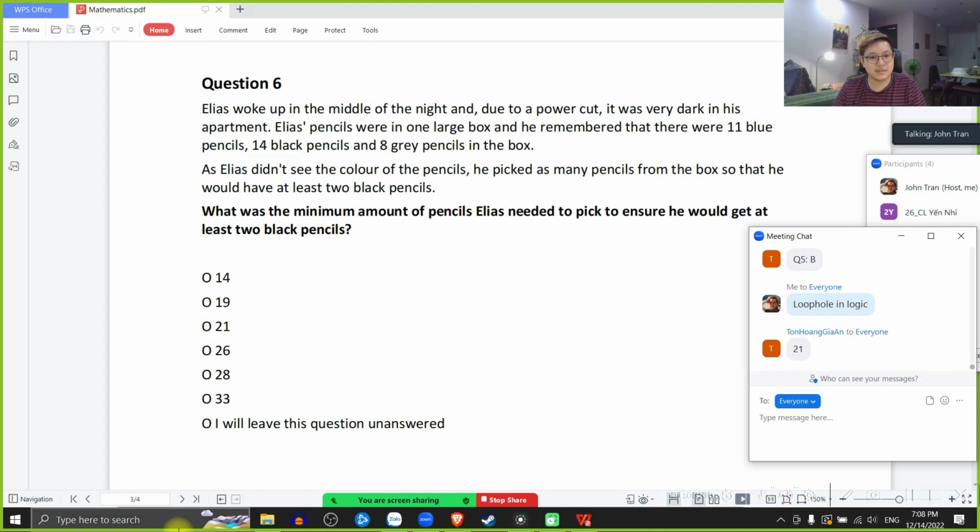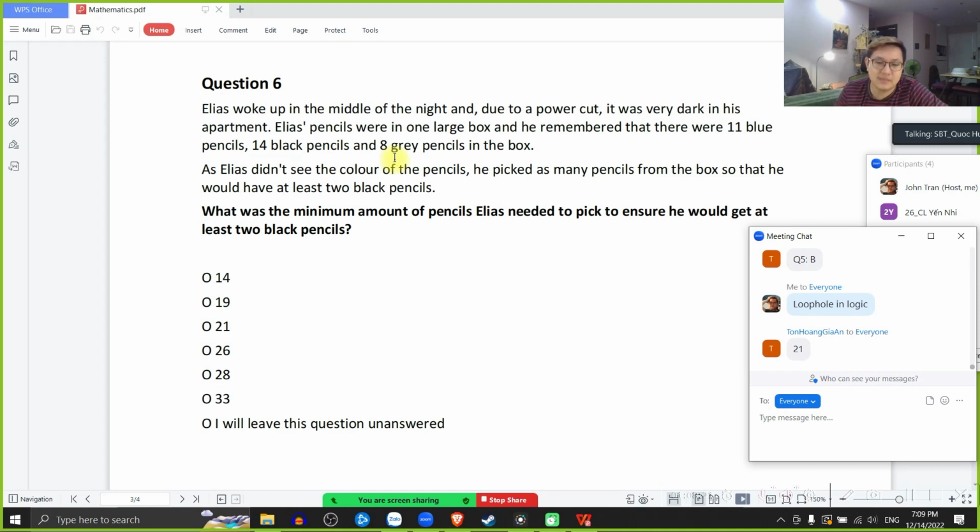Okay, so the total number of pencils is how much? It's 25 plus 8, which is 33. 33 pencils in total. And then what? 33 is not the answer, because it's too much.